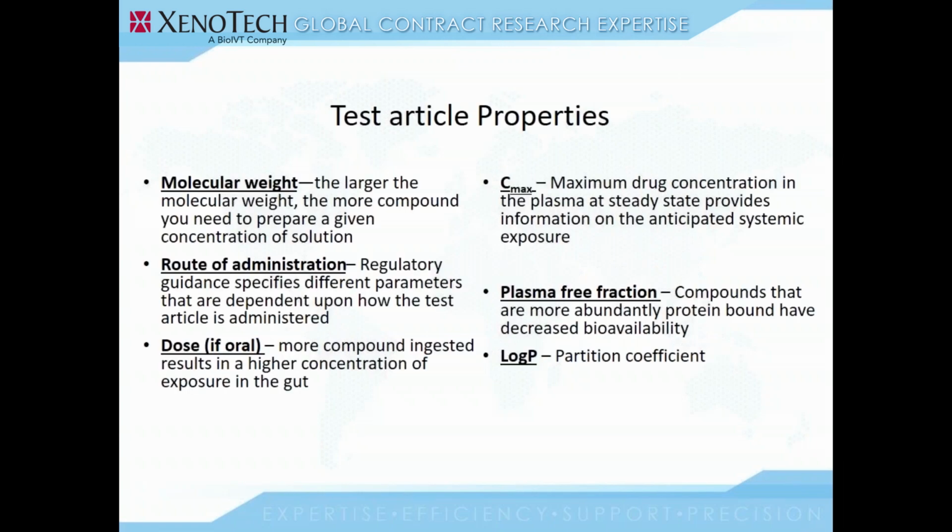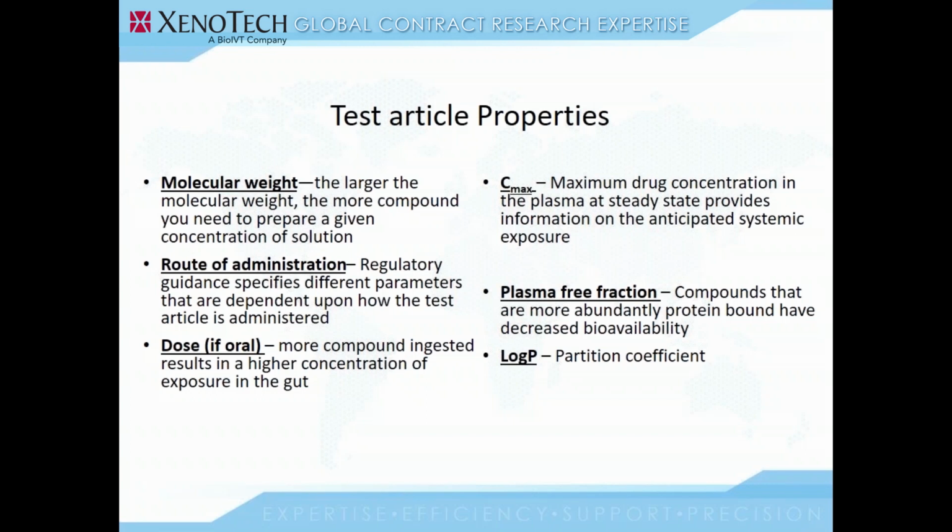So the amount of test article required is going to depend on properties of the test article itself, the highest anticipated concentration to be evaluated, and solvent and solubility considerations. The items highlighted on this slide are information we request from sponsors when designing the protocol. The molecules with the larger molecular weight will require more compound to prepare the assigned concentrations required. And the route of administration is important, as regulatory guidance specifies different parameters that are dependent on how the test article is administered. For instance, if the drug is dosed orally, more compound is ingested, and this results in a higher concentration exposure in the gut.